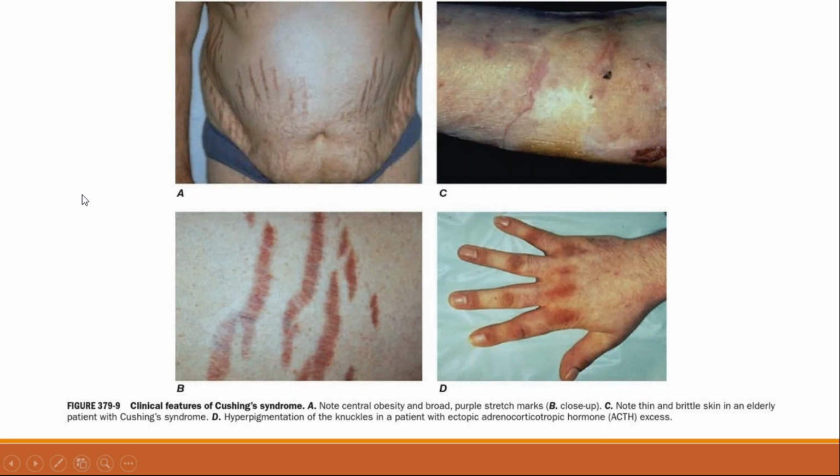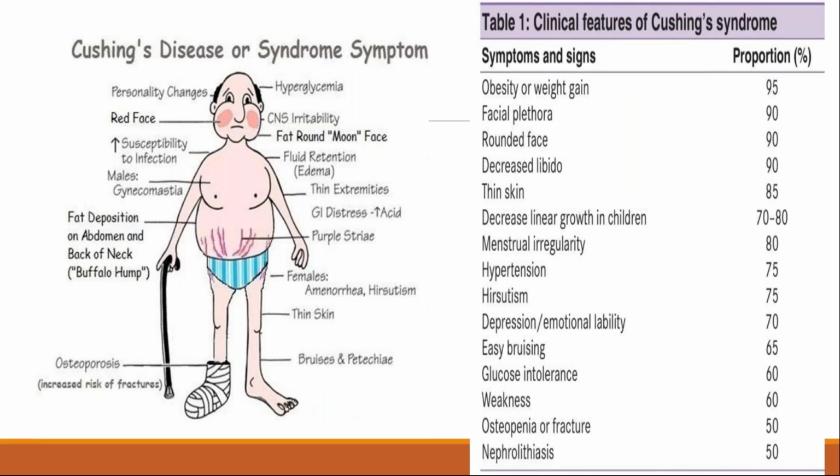These are other clinical features of Cushing syndrome. This is an image showing the symptoms already discussed. These are the symptoms and signs and how common they are.